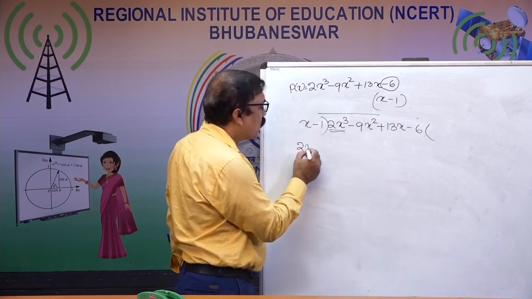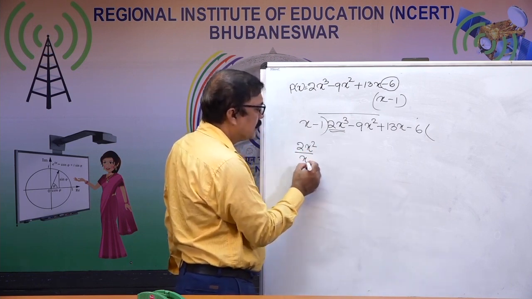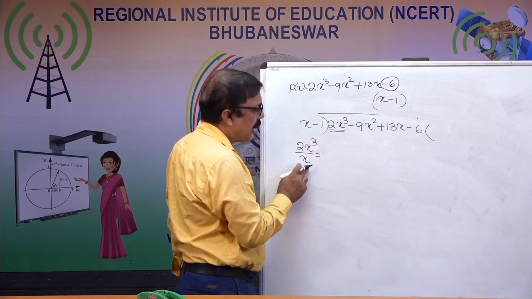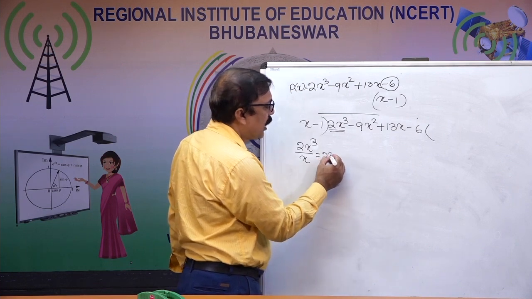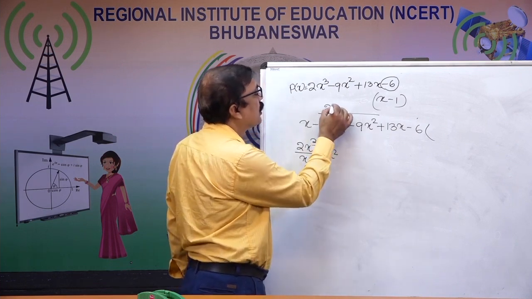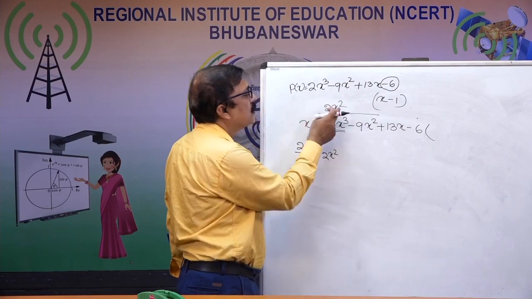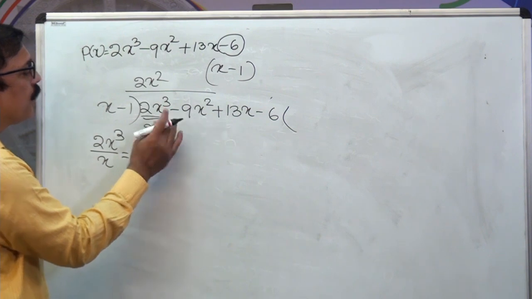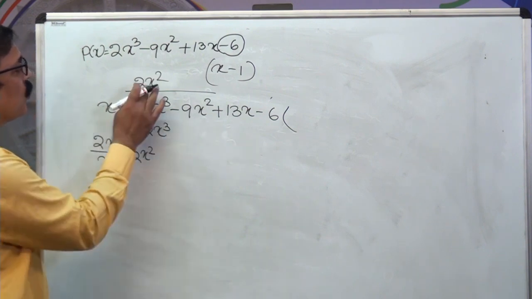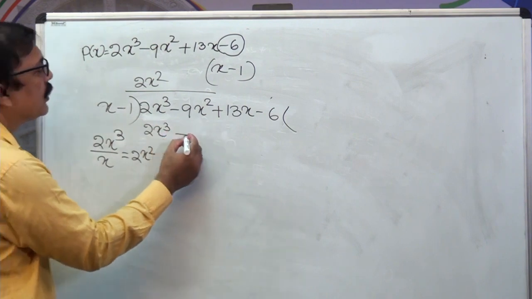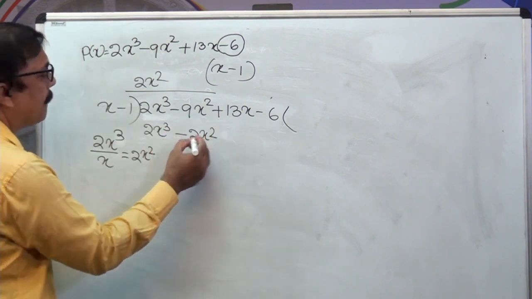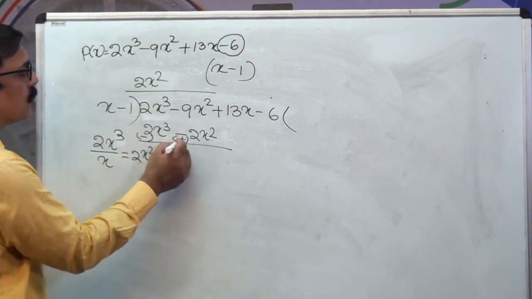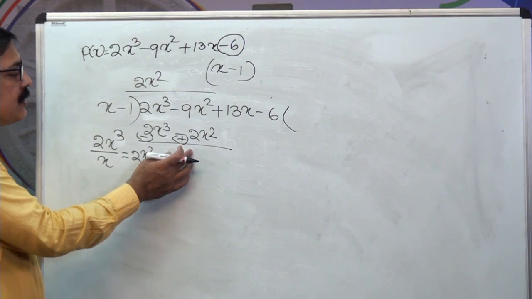That is 2x² by x. This gives 2x³ by x, that gives 2x². So by substituting here 2x², just multiply 2x² with x gives 2x³, and 2x² into minus 1 gives minus 2x². So subtract it. To subtract it, we have just changed the signs.